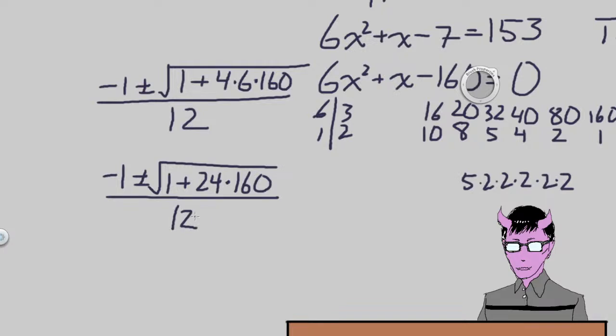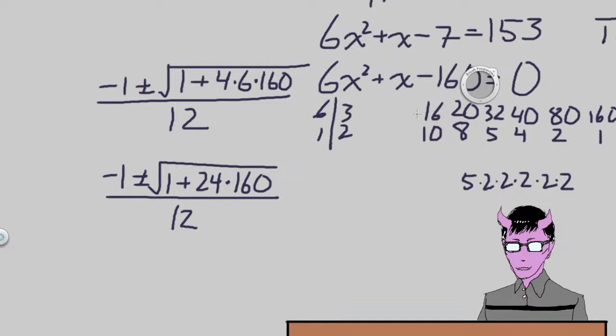I really hope I didn't mess up a calculation somewhere. Unfortunately, I will resort to cheating. I'm going to go on my calculator real quick, because I'm much too lazy at this point. 1 plus 24 times 160. This is an irrational number. What the heck?